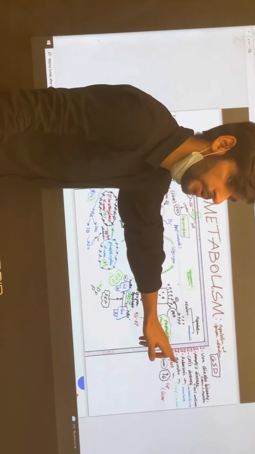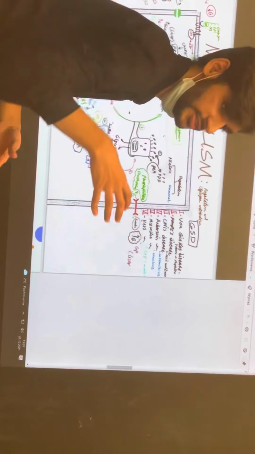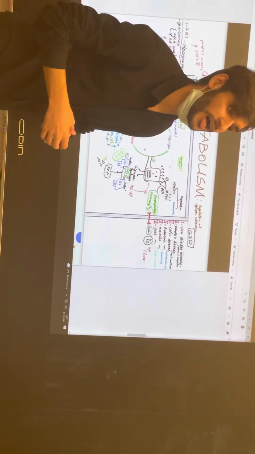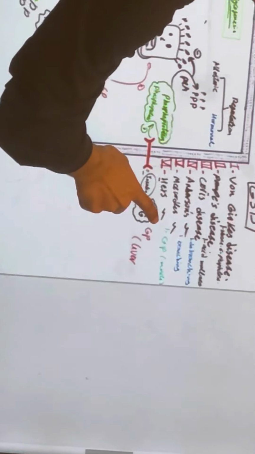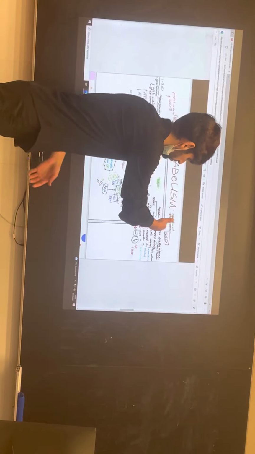Then the last two, McArdle's disease and Hers' disease. These two are due to deficiency of glycogen phosphorylase. McArdle's, as it starts with M, is deficiency in the muscles of glycogen phosphorylase. And Hers' disease: the Latin name of liver is hepatic, starts with H. So just to remember easily, H goes with liver. Hers' disease is also due to the deficiency of glycogen phosphorylase, but only in the liver. So this was how it was numbered.